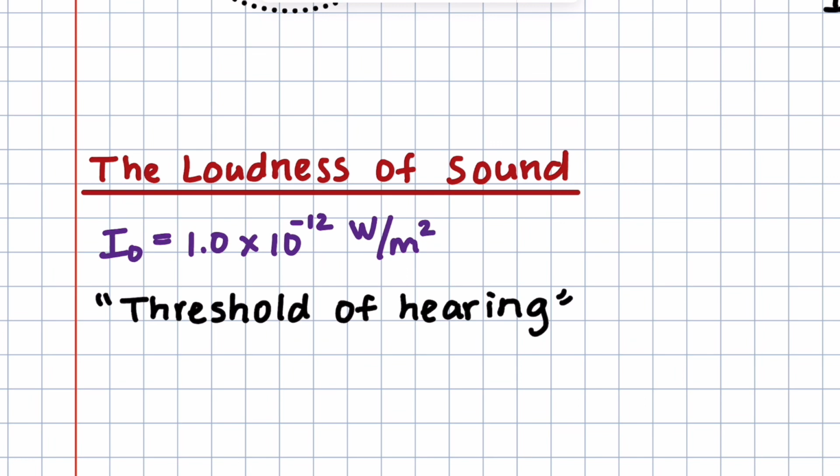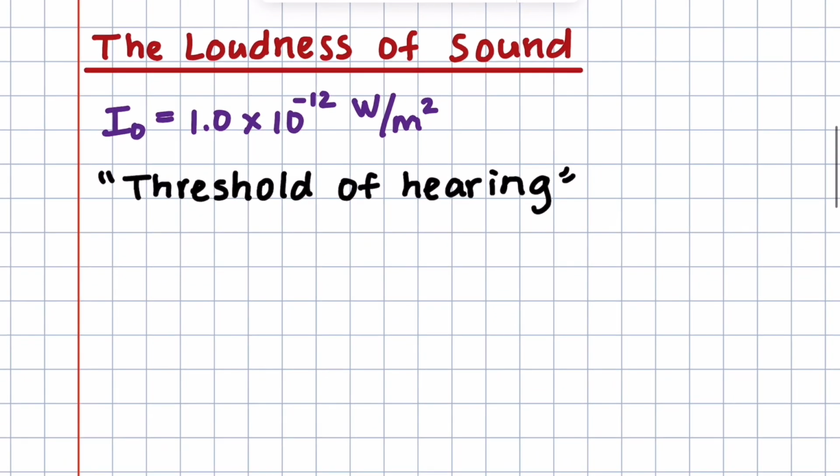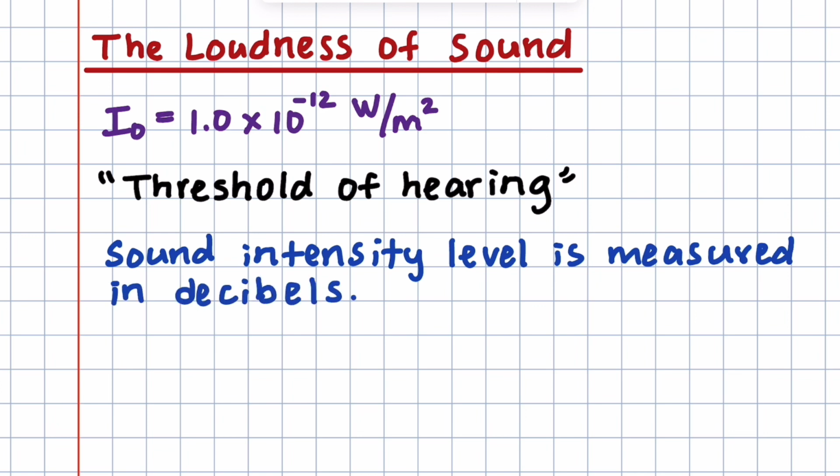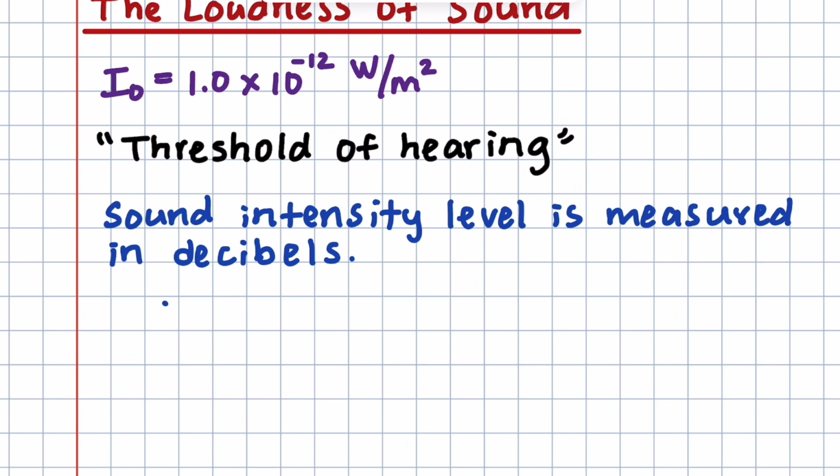Again, this is an average for the faintest sound we can hear, and it is called the threshold of hearing. It's just an average because it changes from person to person. Okay. And the loudness, or sound intensity level, is measured in decibels. Maybe you've seen football or other sporting events where they have a big screen measuring the loudness in decibels. We're going to abbreviate decibels like this: lowercase d, capital B.